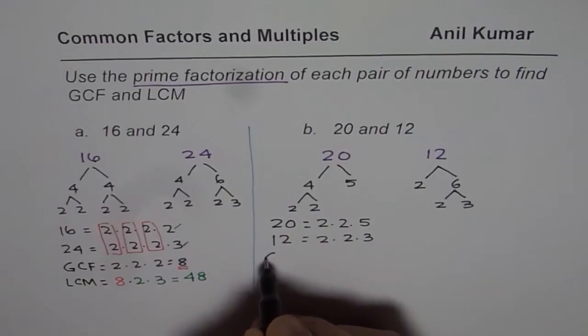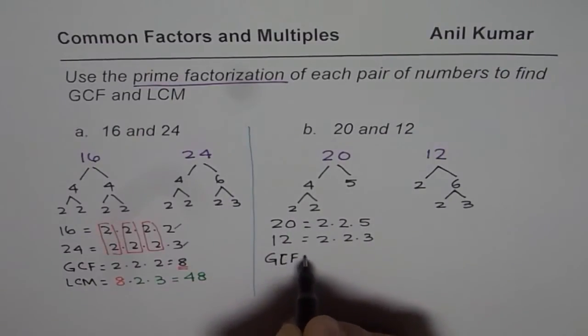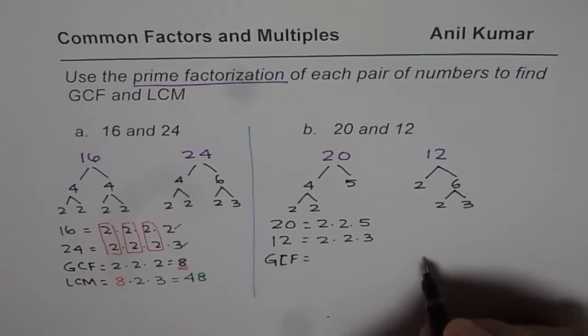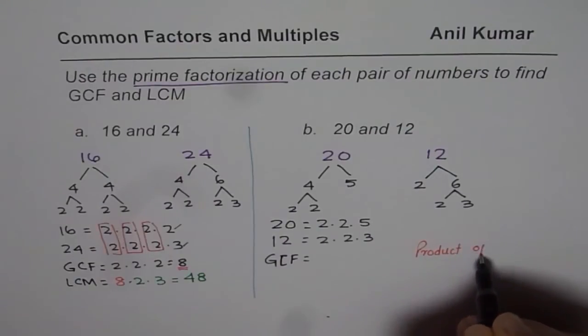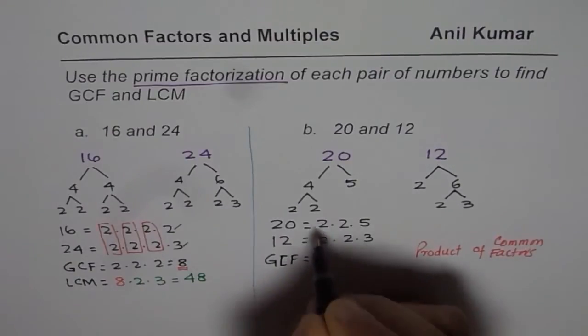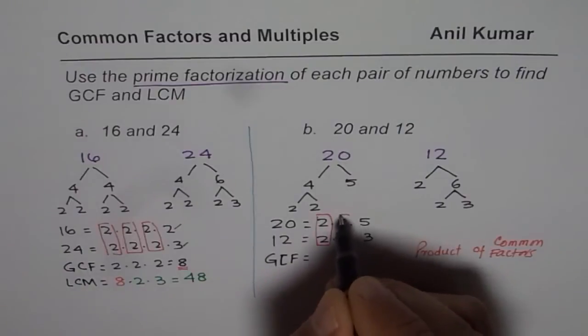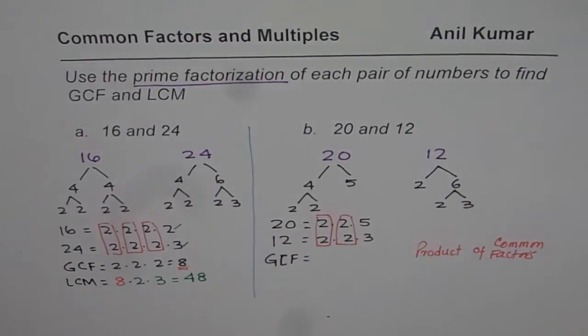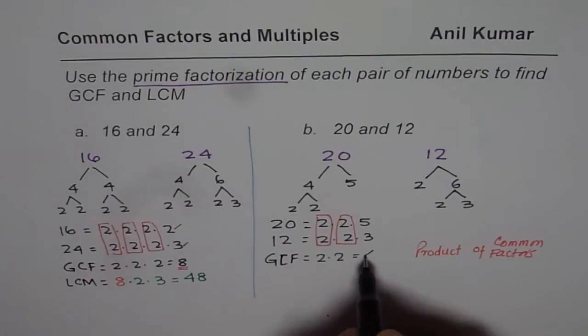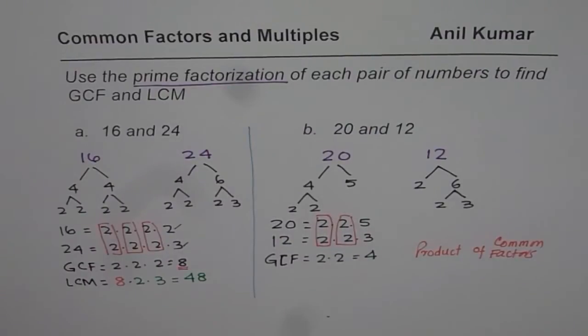So what is the greatest common factor? Greatest common factor is the product of common factors. Is that okay? The common factors are these 2's and the other 2's. So these are the common factors. Let's multiply them. We get 4. So the greatest common factor is 4.